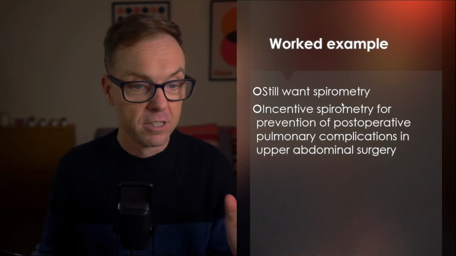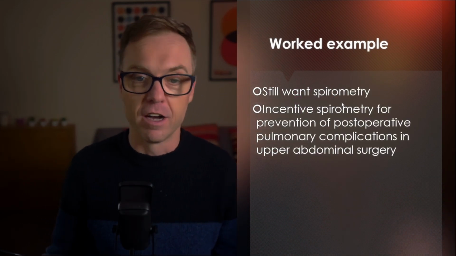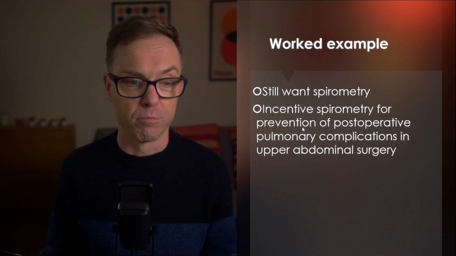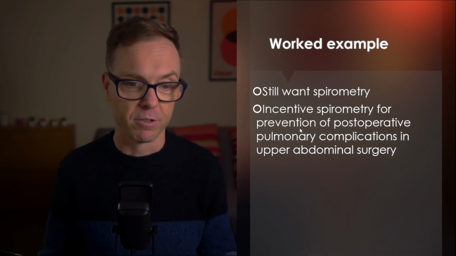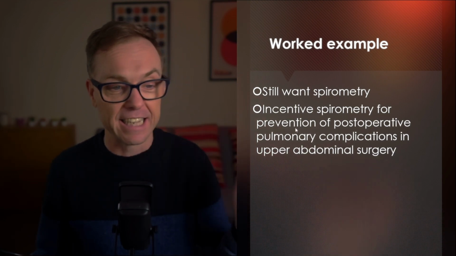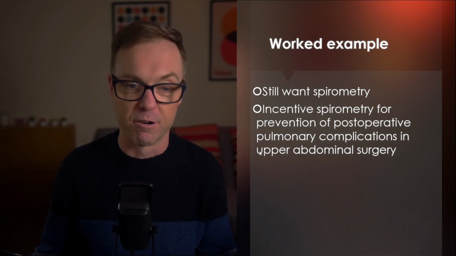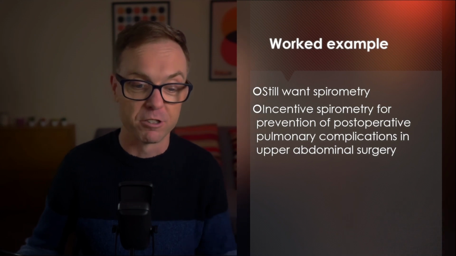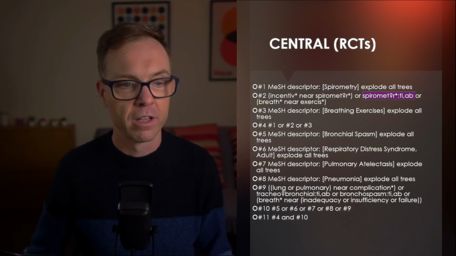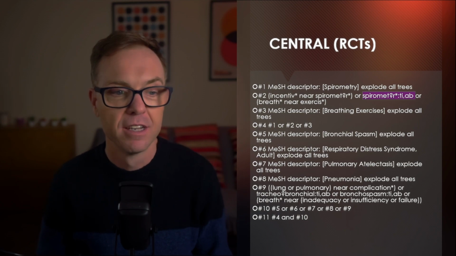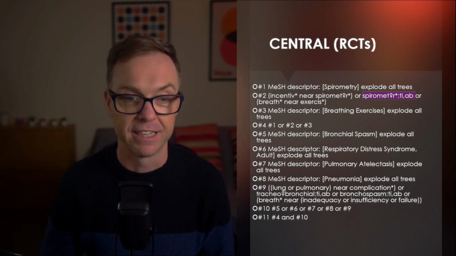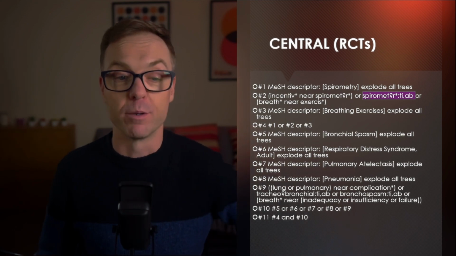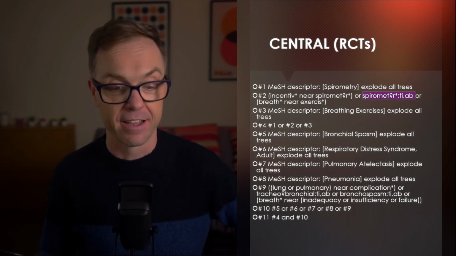So I still want spirometry, and so I've gone and got another Cochrane review, which is incentive spirometry for the prevention of post-operative pulmonary complications in upper abdominal surgery. And I'm not actually interested in incentive spirometry, I'm just interested in spirometry. So I'm going to take the spirometry element out of the incentive spirometry search. So you can see here in line 2, they've got incentive near to spirometry, and then they've got a spirometry title and abstract search. And all I'm doing is taking that spirometry section there.